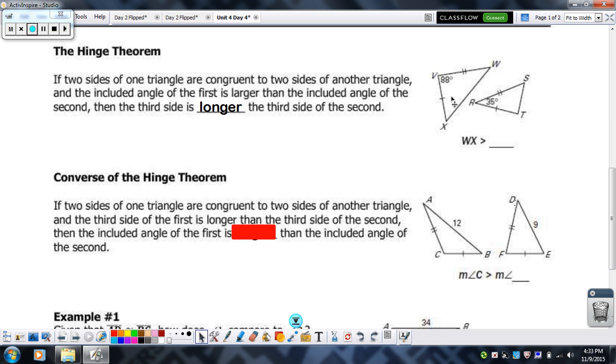So in other words, we've got 2 pairs of congruent sides here. Here's my included angle, or the angle in between those sides. This is larger, 88 is larger than 35, so the side across from it, XW, will be larger than the side across from this one, ST. So WX is larger than ST.